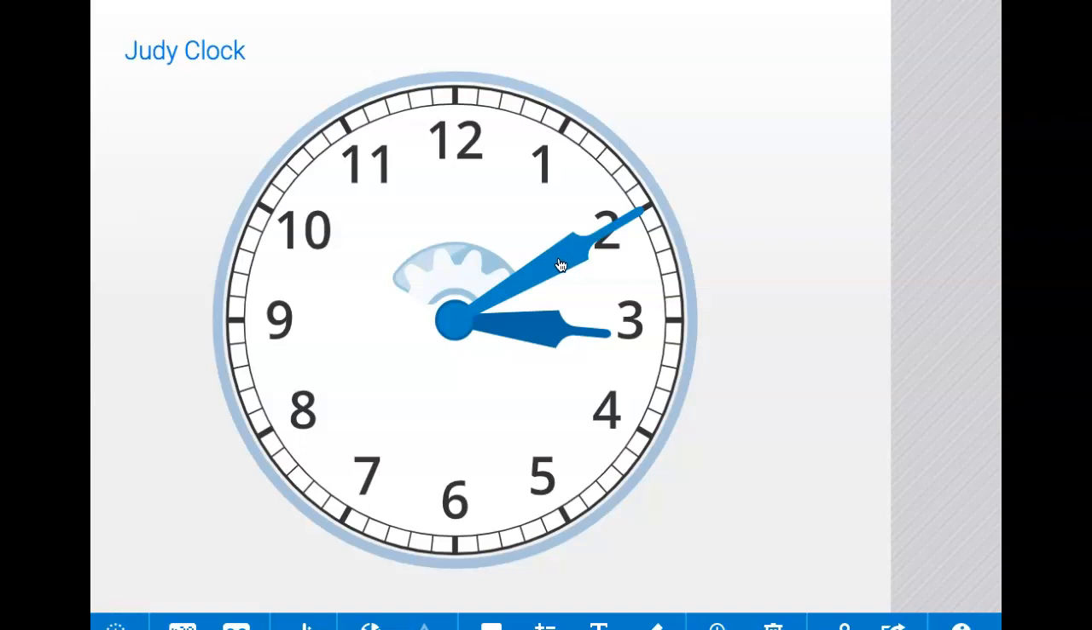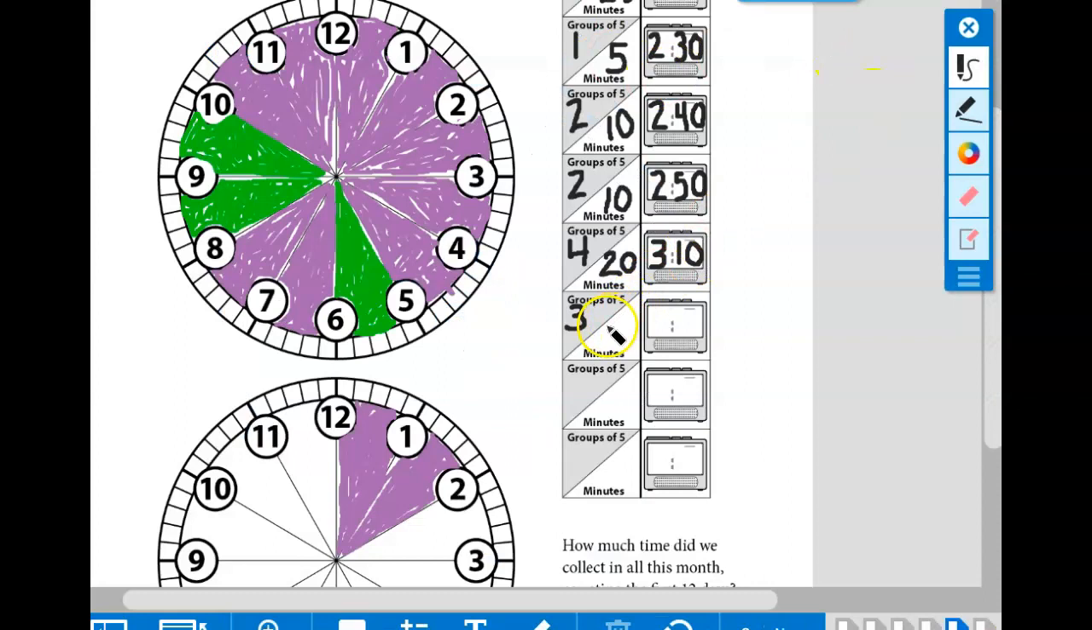Let's see. We need 1, 2, 3 groups of 5. We land on the 5. How many minutes did we travel? Let's count by 5s. Starting at 0, we'll count 5, 10, 15. 3 groups of 5 is 15 minutes.